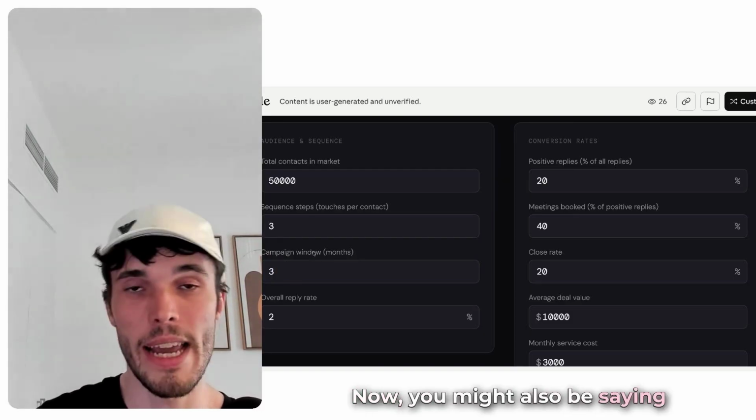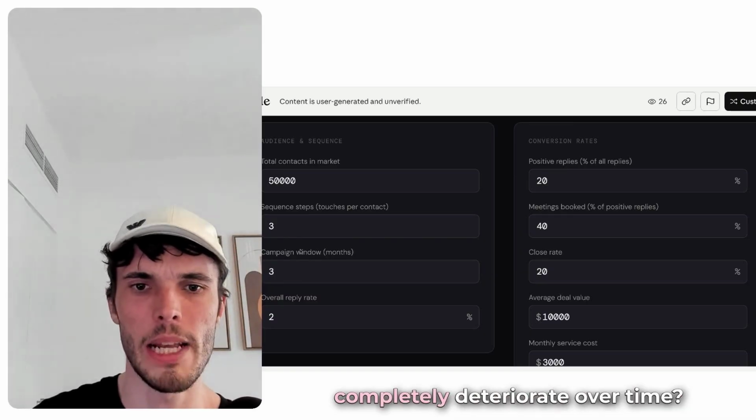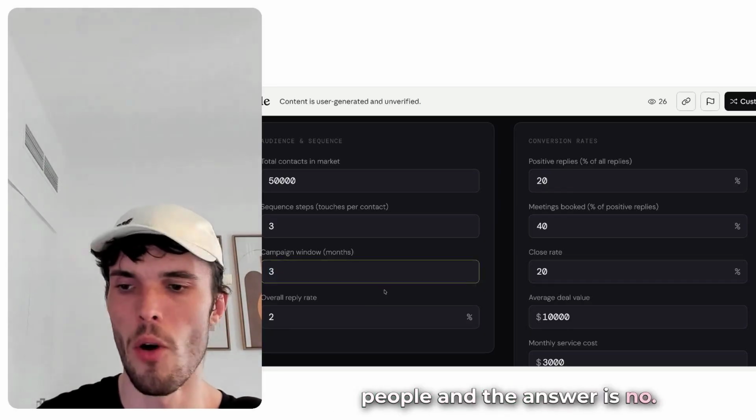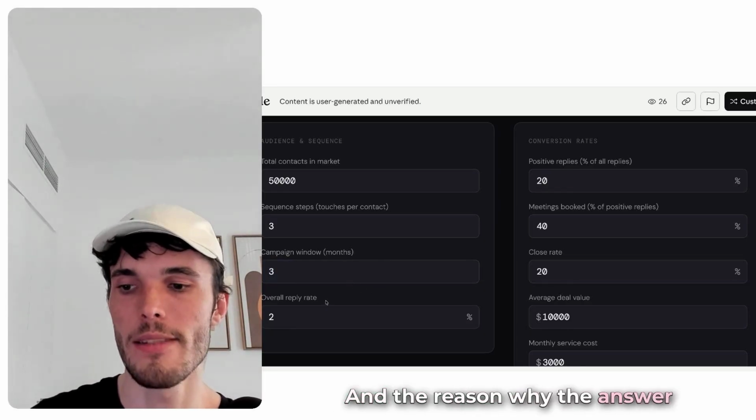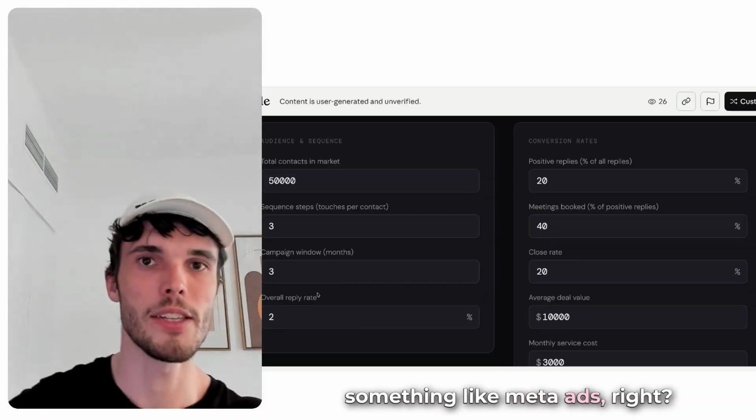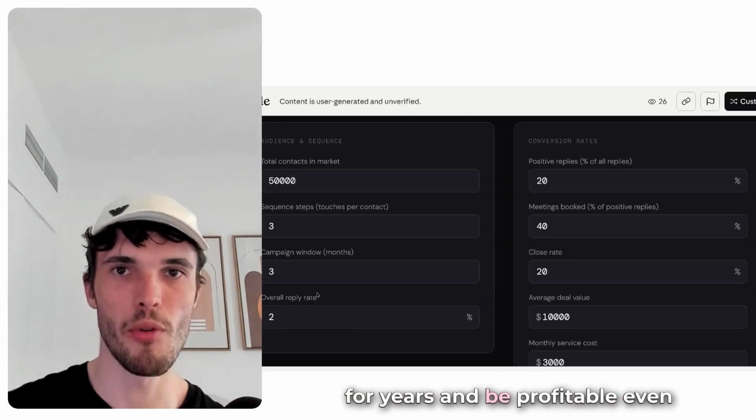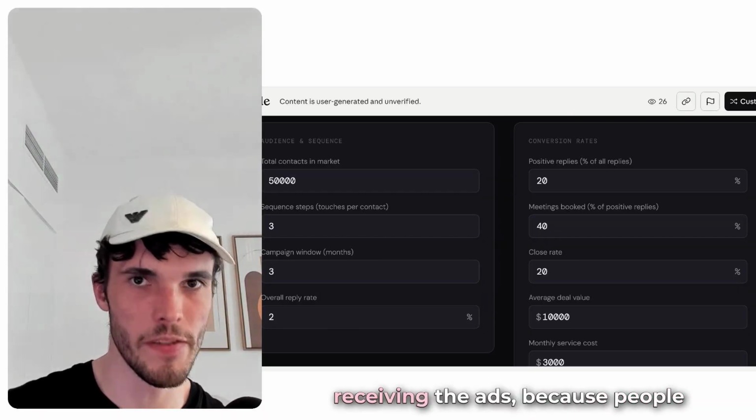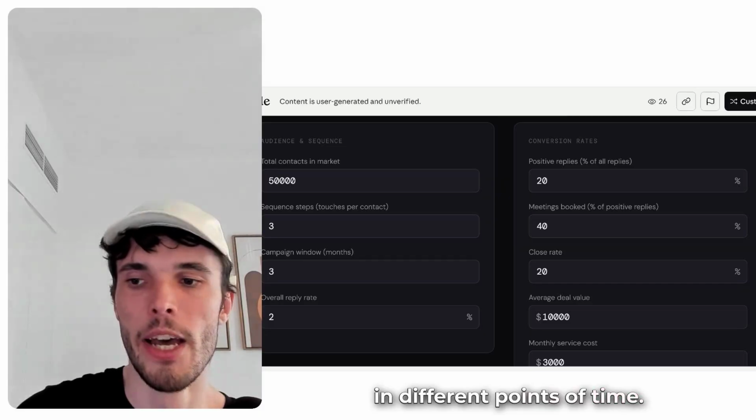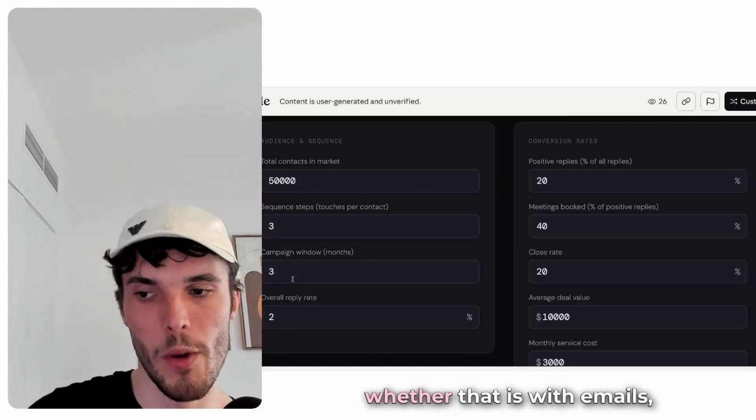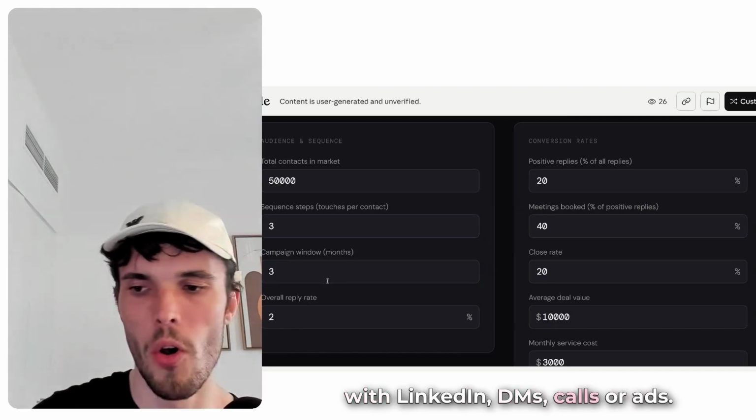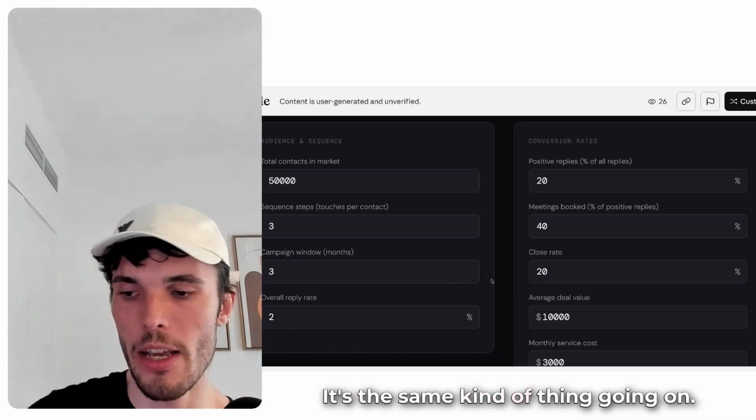Now, you might also be saying, hey, don't the KPIs completely deteriorate over time if you're just retargeting the same people? And the answer is no. The reason is the same reason it would be no with something like Meta ads. You can run Meta ads for years and be profitable, even though it's the same people receiving the ads, because people are in different situations at different points in time. So it makes sense to retarget people, whether that is with emails, LinkedIn DMs, calls, or ads. It's the same kind of thing going on.